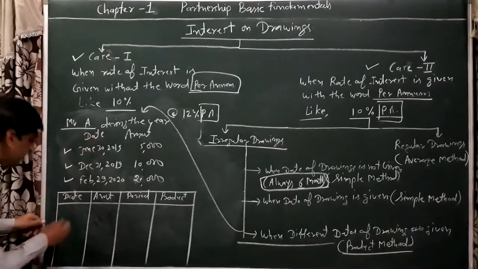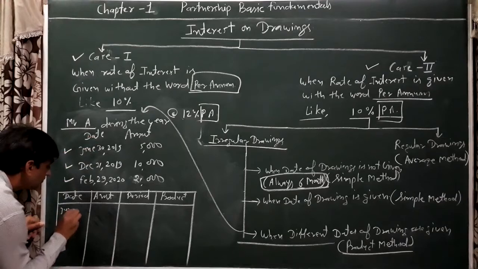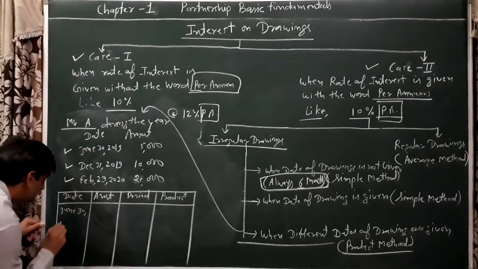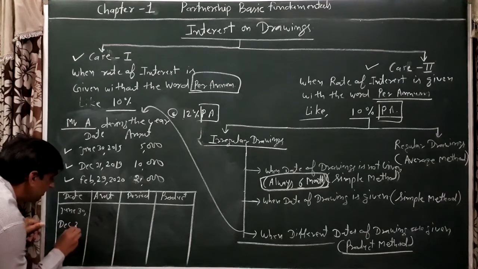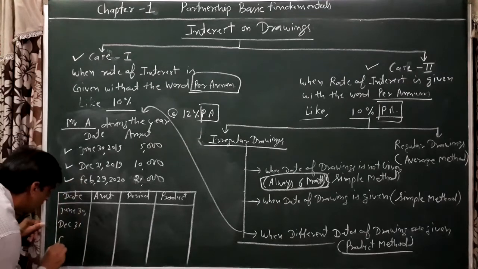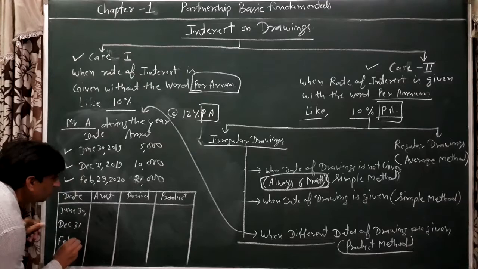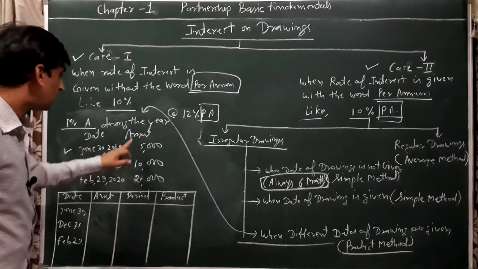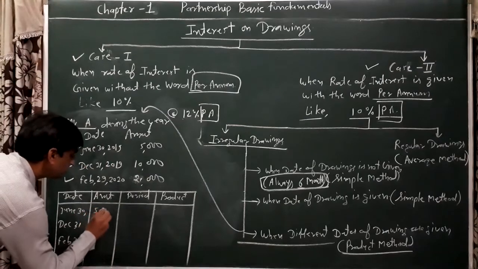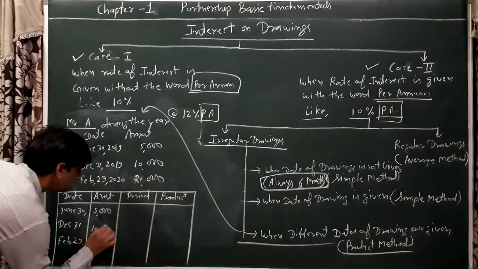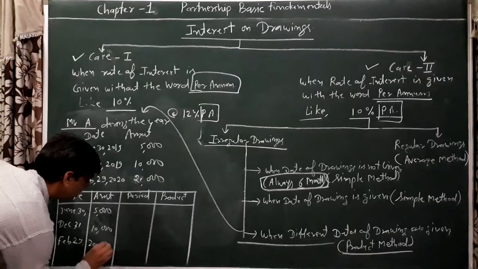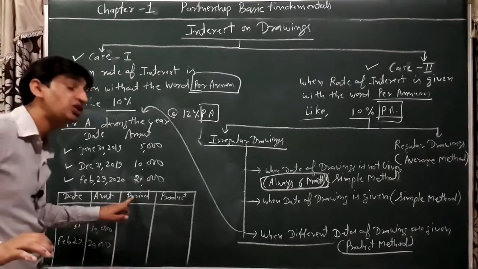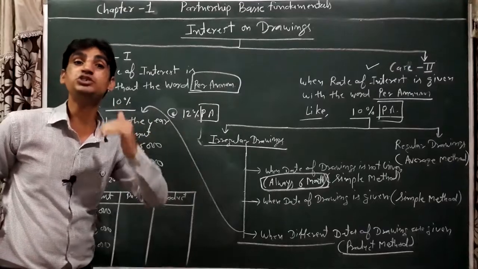Dates will be the same here: June 30, next December 31st, and next Feb 29. These are all the drawing dates. The amounts are rupees 5,000, rupees 10,000, and rupees 20,000. Is it clear? Now first we need to find out the period for which the amount is used by the partner.